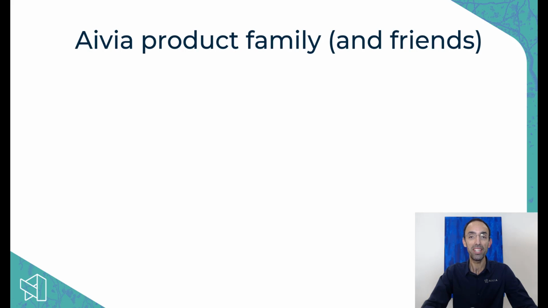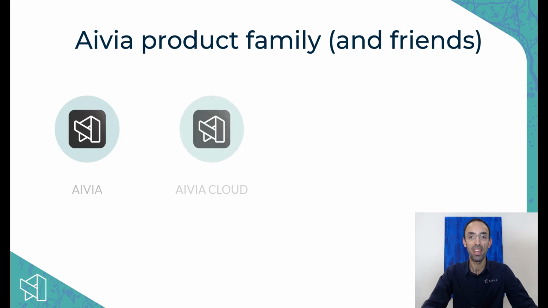The Aivia product family and friends has been growing over the last 3.5 years. We have Aivia itself, which is a desktop application. We have Aivia Cloud, which can be run locally, but also connects to GCP, the Google Cloud Platform, and allows you to train and apply deep learning models using cloud computing. We also have Aivia Web, which we officially launched earlier this year, and it is just like Aivia in terms of functionality, but instead of installing it on your local computer, you run it via a web browser which accesses a cloud computer.